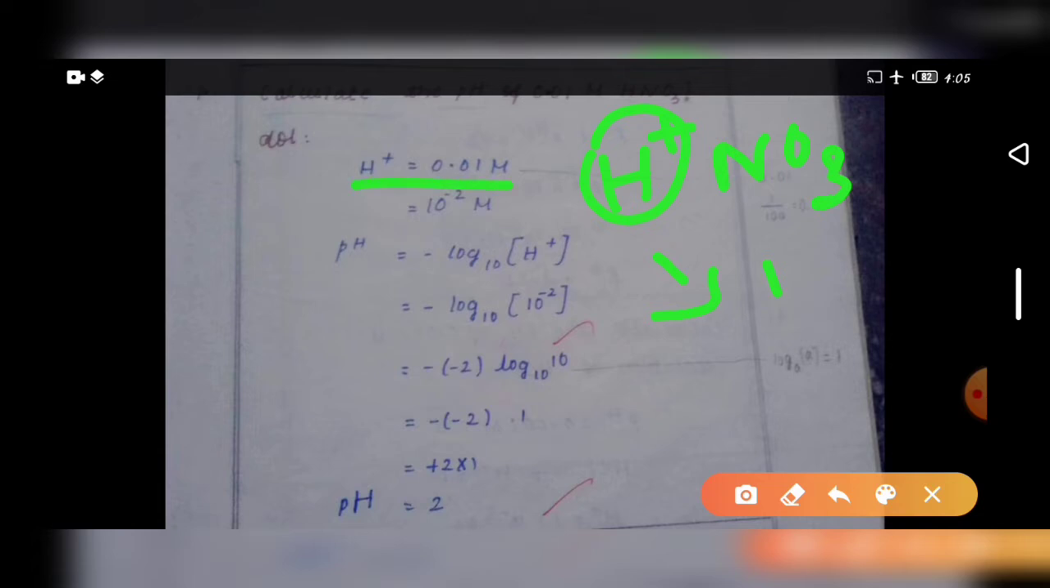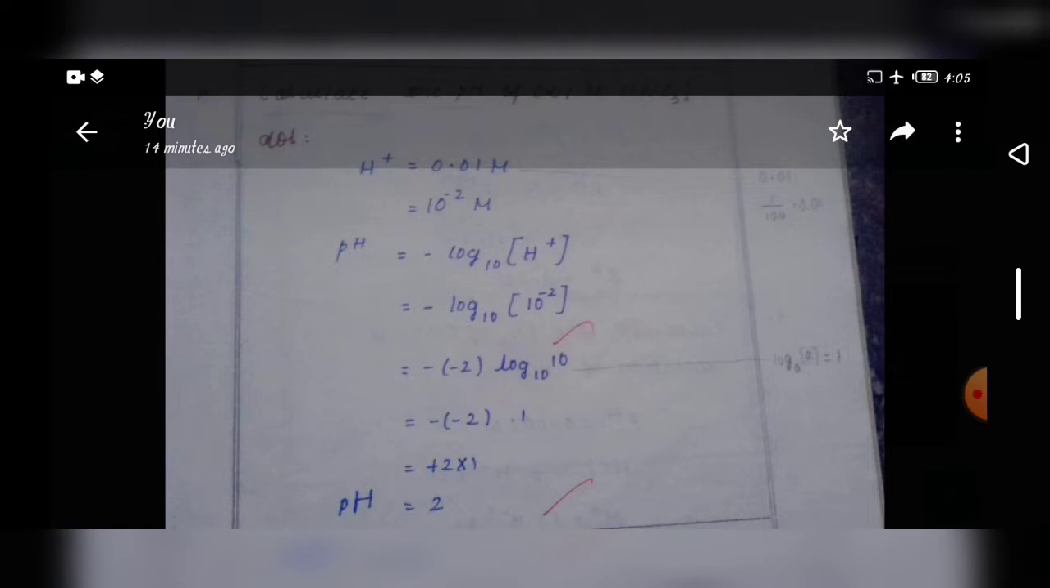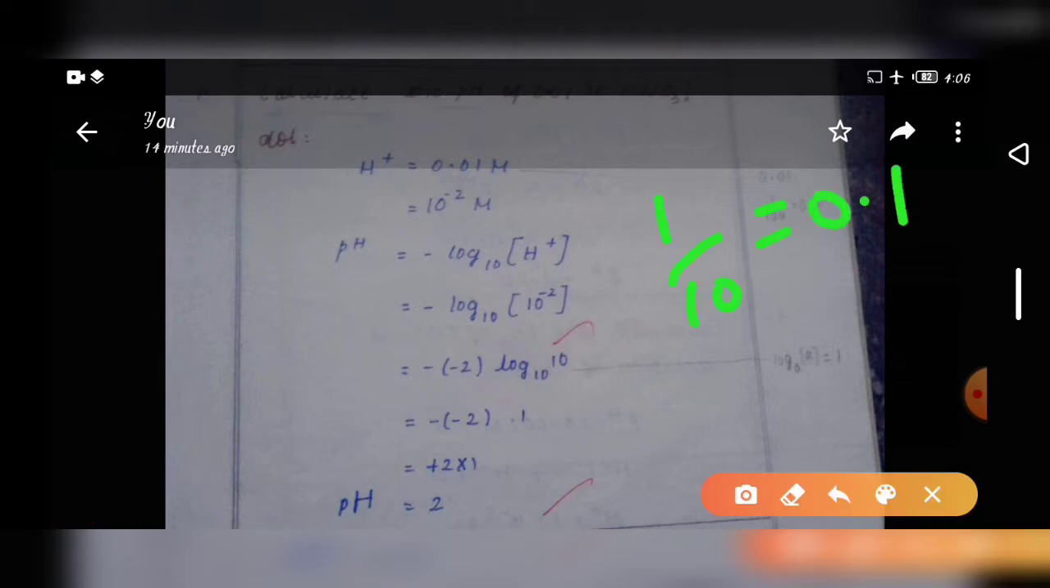They have given the concentration, which will be converted into a power. You already know 1 by 10 is 0.1. 1 by 100 is equal to 0.01. This can be written as 10 power minus 2.